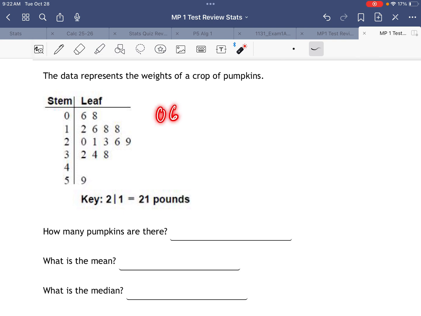So this is like 06. So this is 1, 2, 3, 4, 5, 6, 7, 8, 9, 10, 11, 12, 13, 14, 15. So we've got 15 pumpkins.